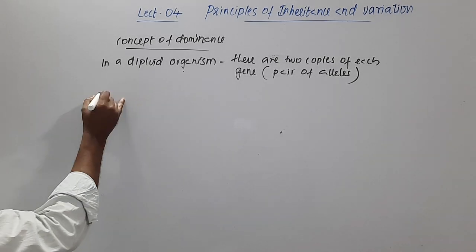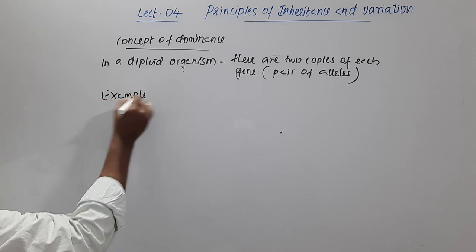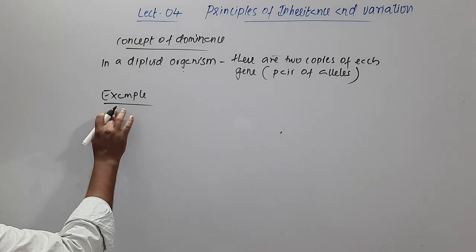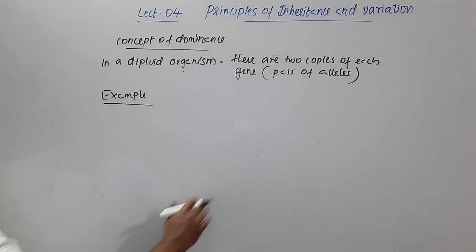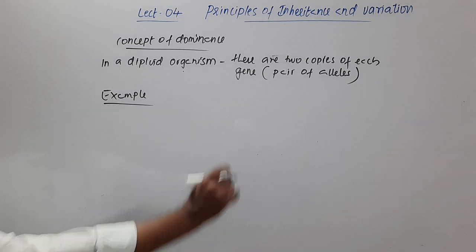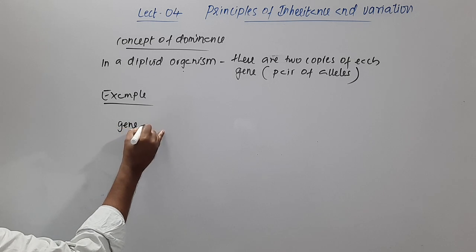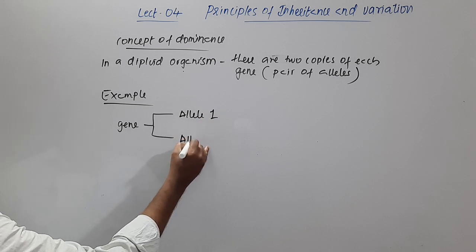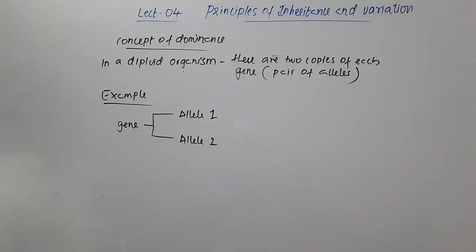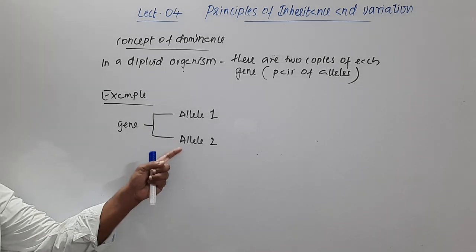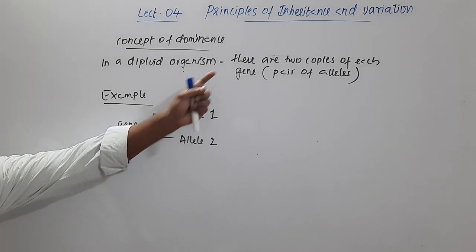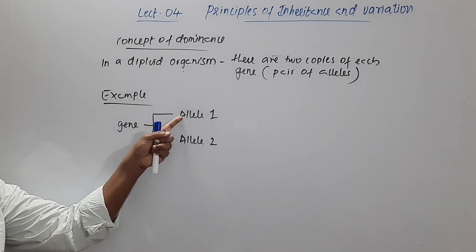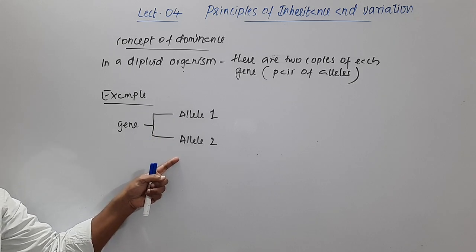We'll take an example to understand the concept of dominance. Suppose there is an enzyme, and that enzyme is coded by a gene, and this gene has two alternative forms. Say this is allele 1 and this is allele 2. These two are alternative forms of a gene. As I mentioned, there are two copies of each gene.